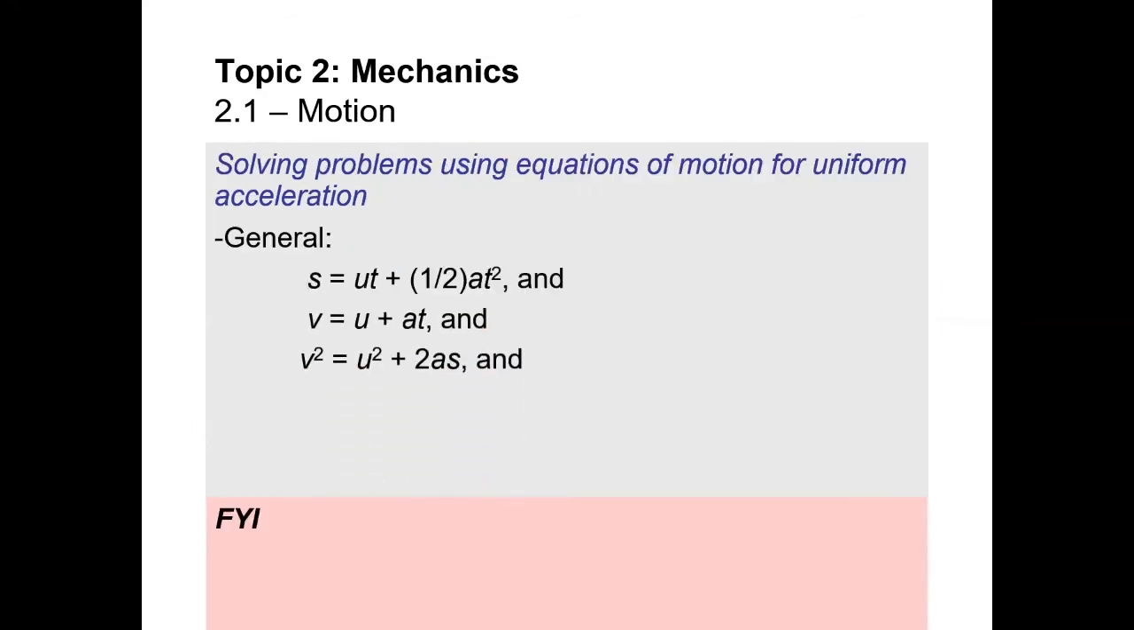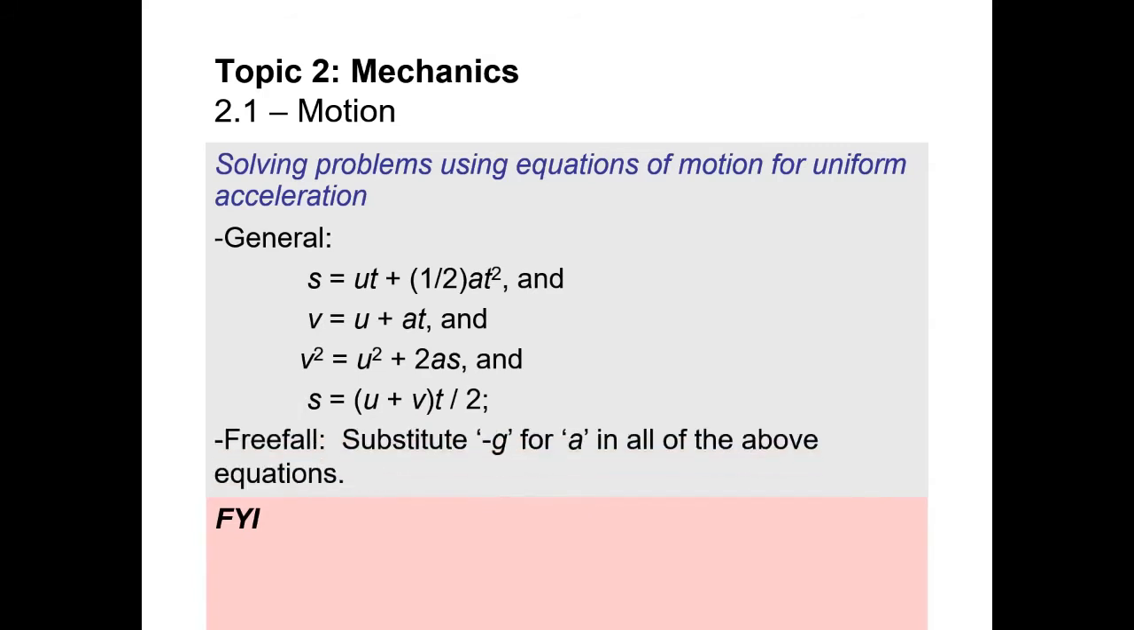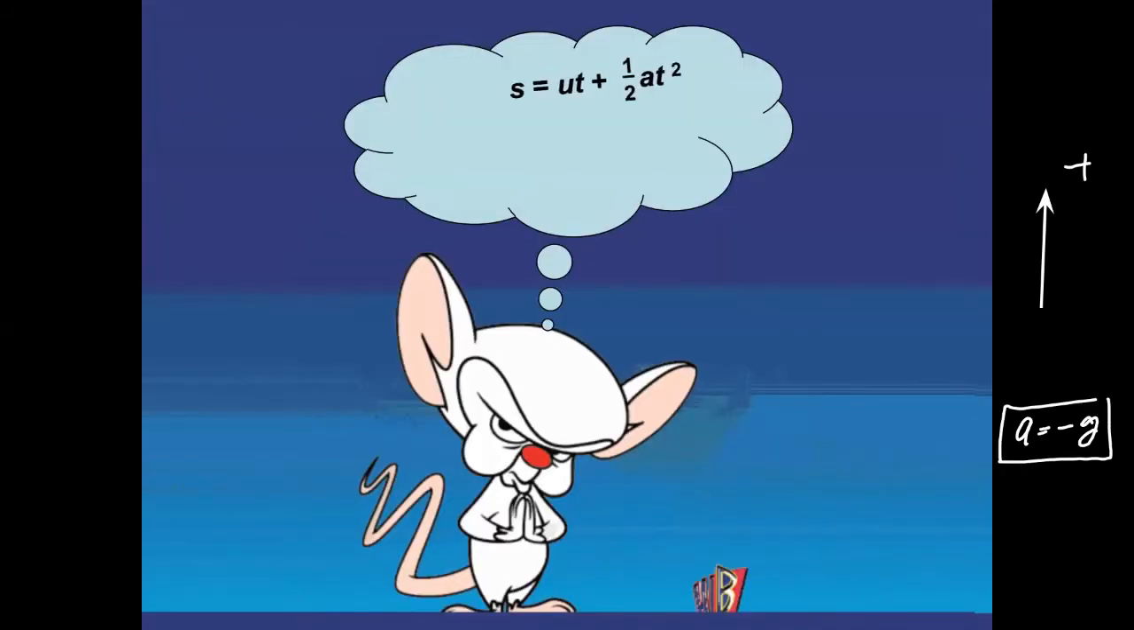Generally, we have 4 formulas in our data booklets. For free fall, substitute minus g for a in all the above equations. We choose upward as the positive reference, and acceleration due to gravity is always downward, so acceleration equals minus g. Displacement formula, velocity formula, timeless.